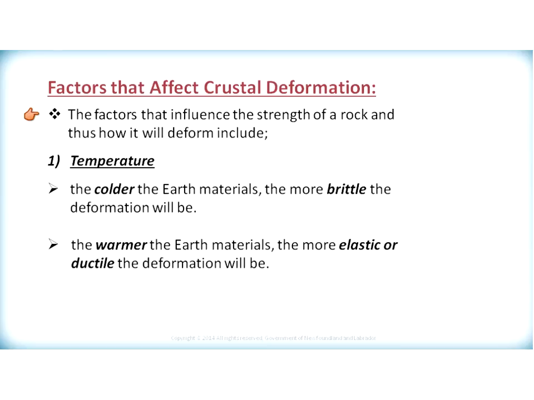The factors that influence the strength of a rock and thus how it will deform include the following. When we look at temperature, the colder the earth materials, the more brittle the deformation will be. Whereas if the earth material is warmer, the more elastic or ductile the deformation will be. So temperature influences crustal deformation. In colder environments, deformation tends to be brittle, and in warmer environments, deformation will tend to be elastic or ductile.